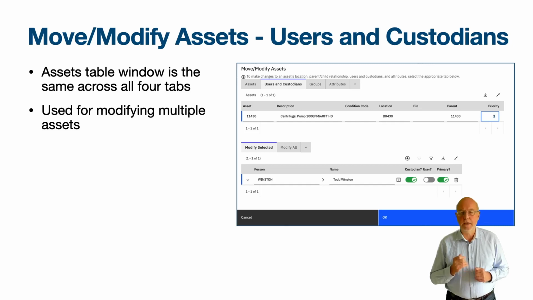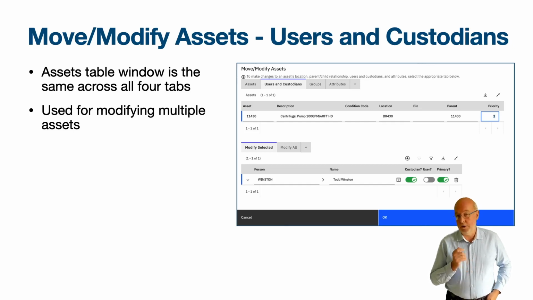You wouldn't be using any of these three tabs to modify just one asset, as you can do that just as well from other asset actions like Users and Custodians, or by modifying the Assets application direct. Having just said that, if the asset is condition enabled, then the only place you can modify the condition code is from the Assets Table window in the Move Modify Assets dialog.